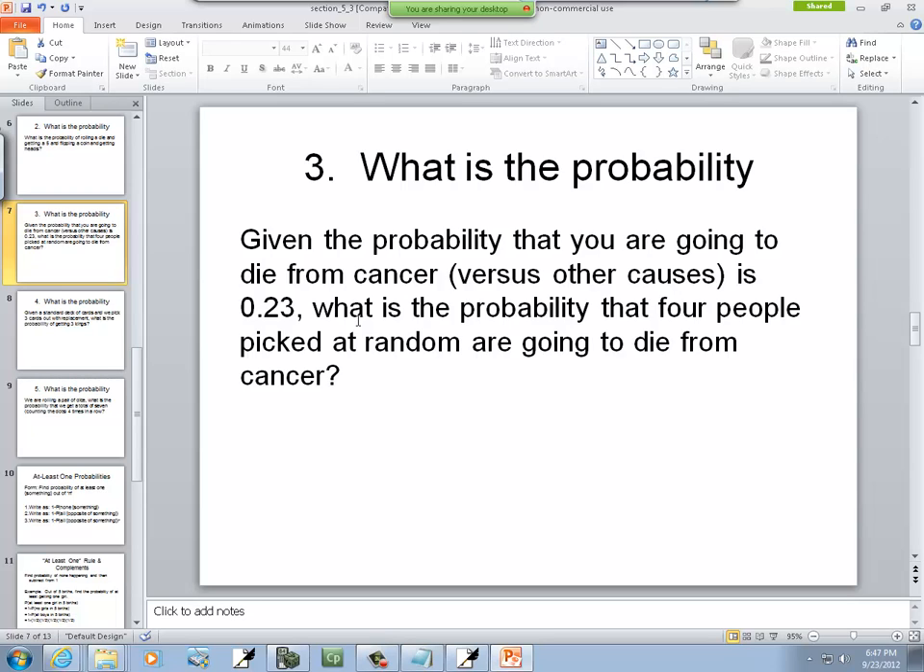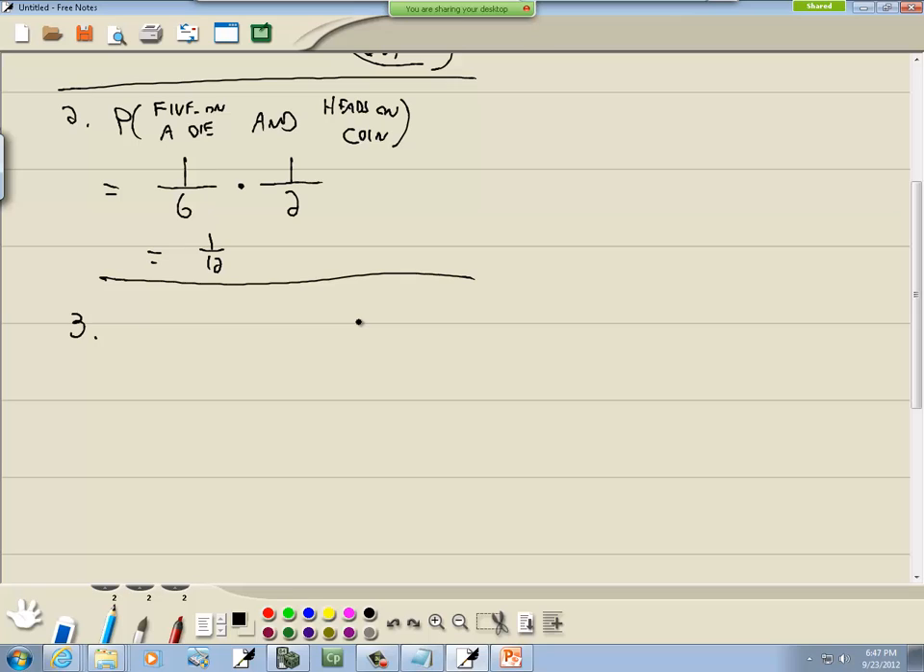Okay, what is the probability that 4 people picked at random are going to die from cancer? So 4 people die from cancer.